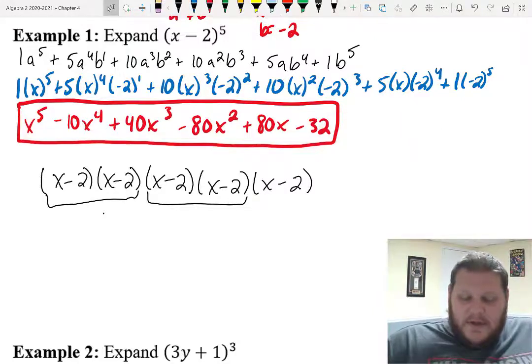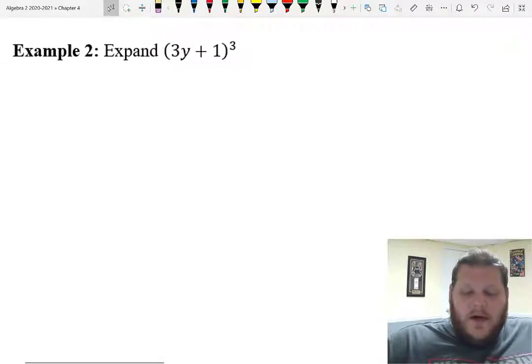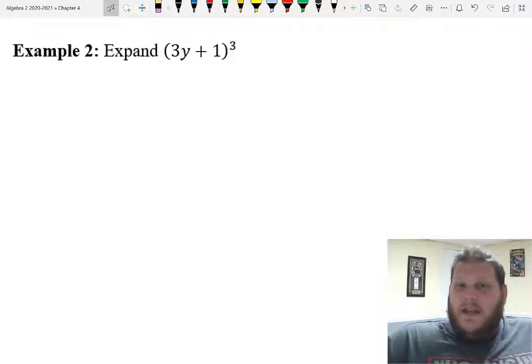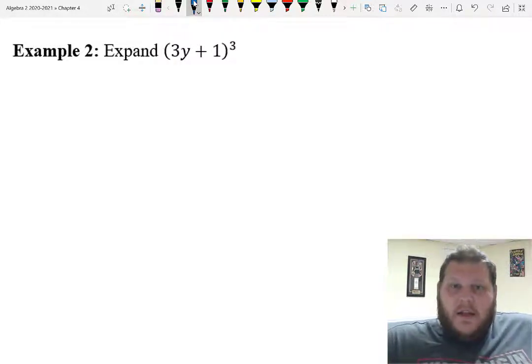Like if we look at this next one, example number 2, I'm going to show you how to do it using Pascal's triangle, the binomial expansion theorem. But with something that's just cubed, where you only have 3 parentheses multiplying together, you could just multiply it the old school way. Take those 3 parentheses, FOIL 2 of them together, and then multiply the 3rd one in there. That's perfectly acceptable.